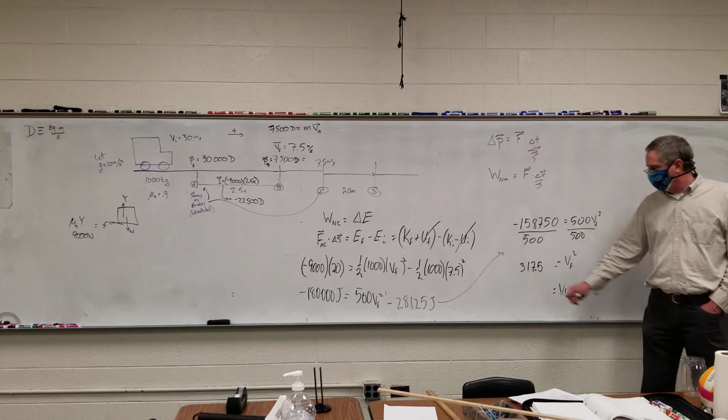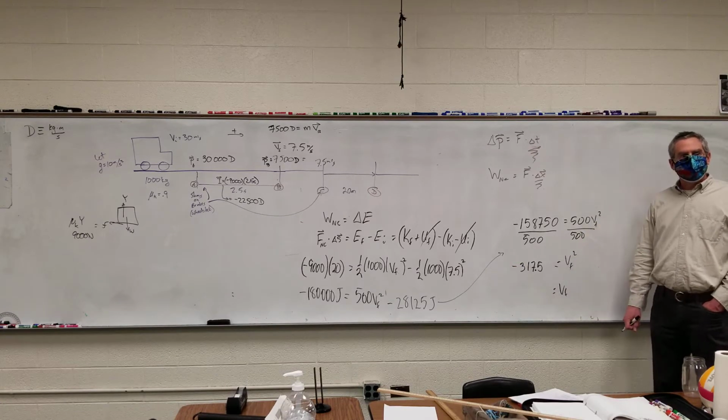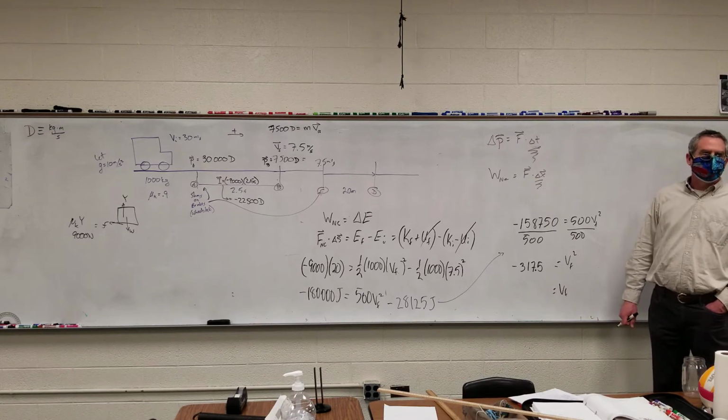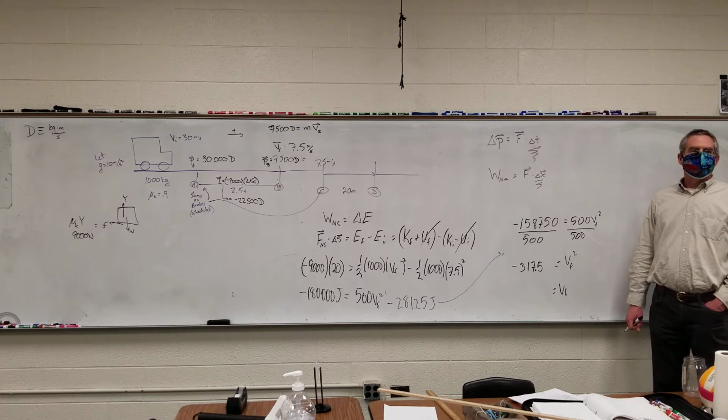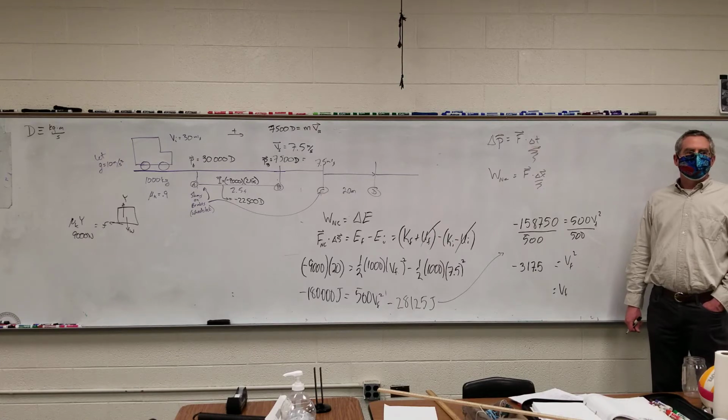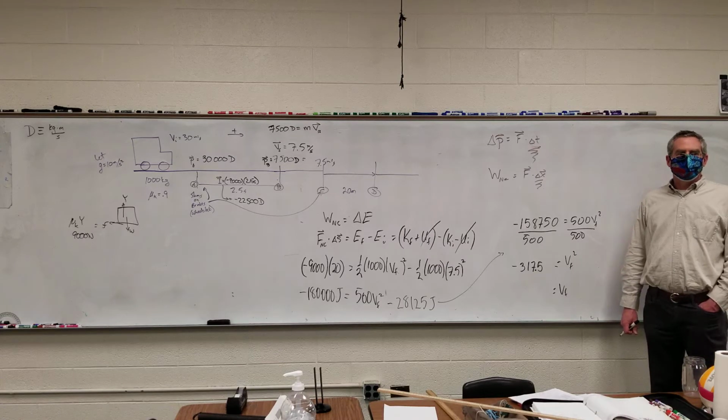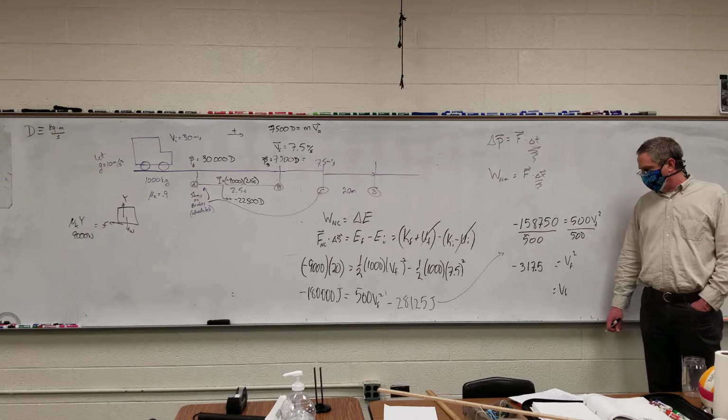Negative, right? And therefore VF is 8 times the square root of negative 17.8185.